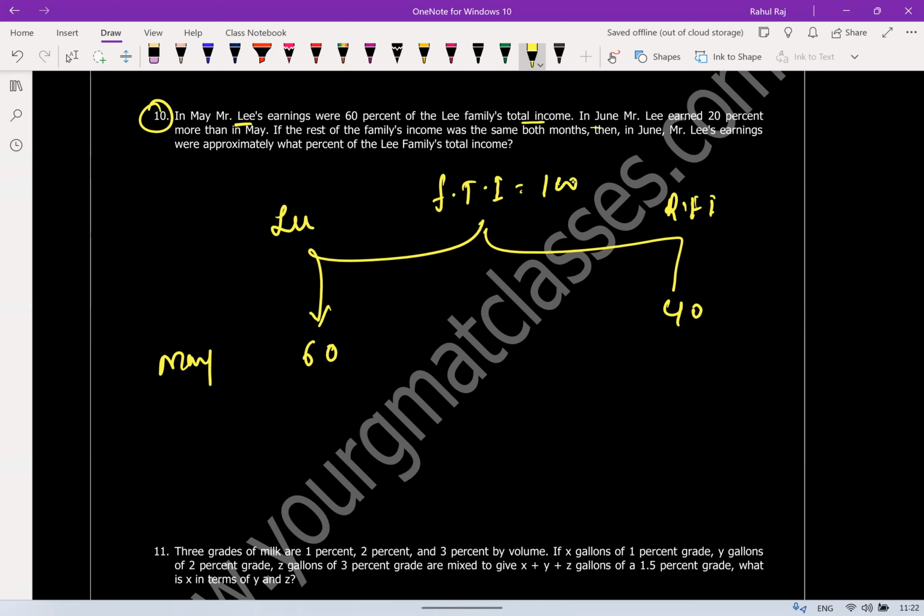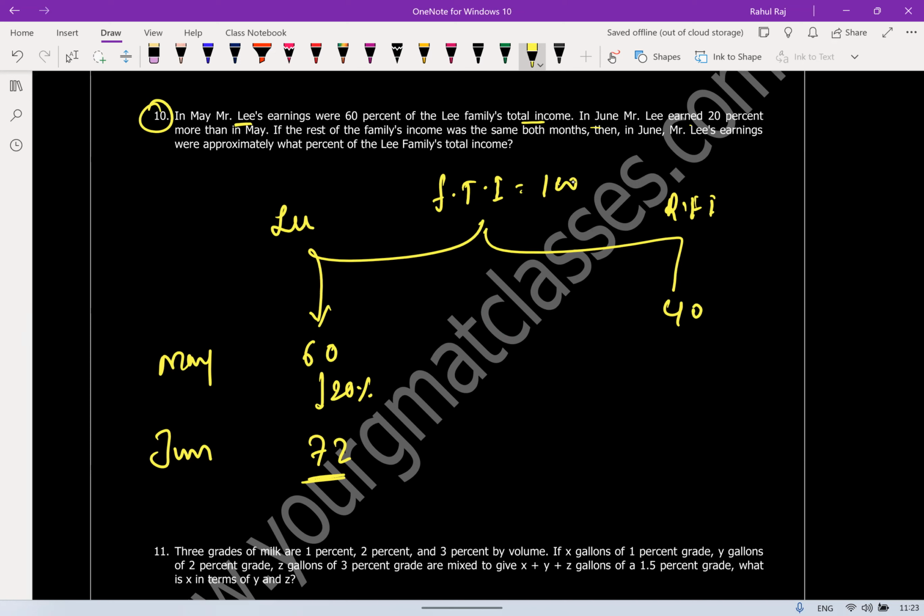So it says in June, Lee earned 20% more than in May. So in June, Lee's earning was what? 20% more than this. That is 60 plus 20% of 60, that is 12, that is 72. Is this clear? 72, how did it come? Any problem here?